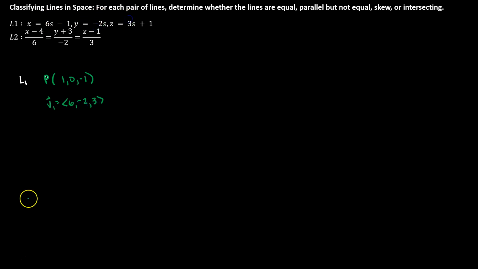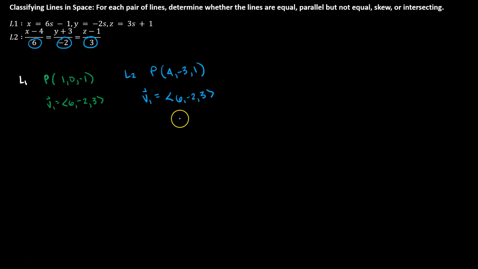Now let's extract everything we know from line 2. The point P comes from the constants in the numerators. Remember, the minuses are built into symmetric equations, so our point P has coordinates 4, -3, +1, and then the vector that our line 2 is parallel to comes from the numbers in the denominator. So we have +6, -2, +3.